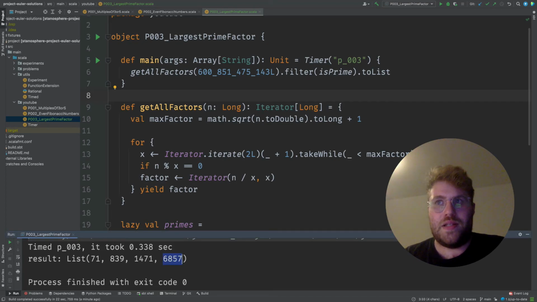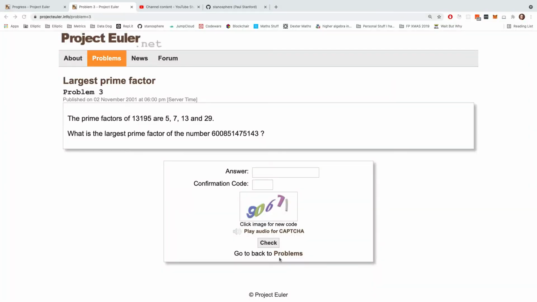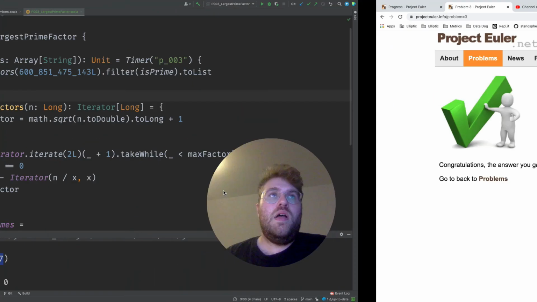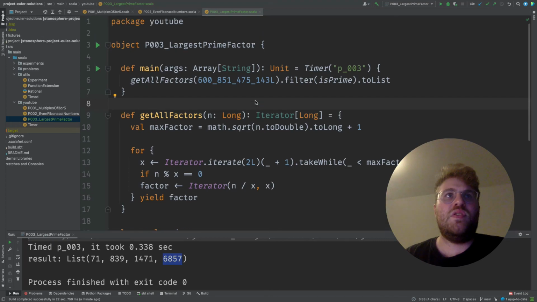So why don't we go ahead and see if this is actually the right answer. Let's see. I'm not very good at these captcha things, I always confuse my 7s and 1s, and I forgot a 6 there, didn't I? Alright, let's see. Yeah, there we go. I guess that's the end of this one.